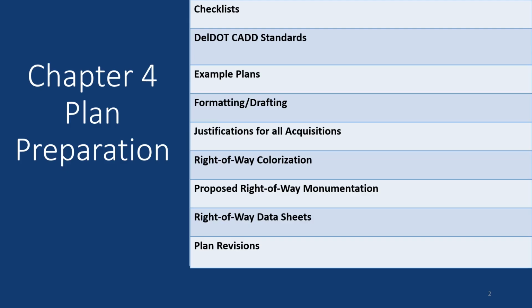Chapter 4 discusses plan preparation. Topics include checklists, DelDOT CAD standards, example plans, formatting and drafting of plans, and showing the justifications for all acquisitions. The new right-of-way colorization is discussed, as well as proposed right-of-way monumentation, right-of-way data sheets, and plan revisions.